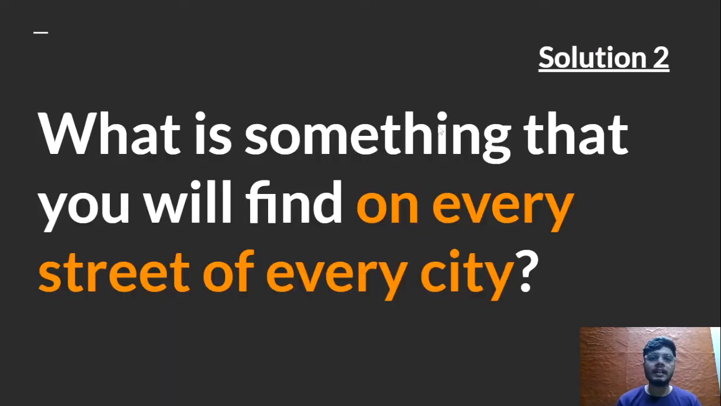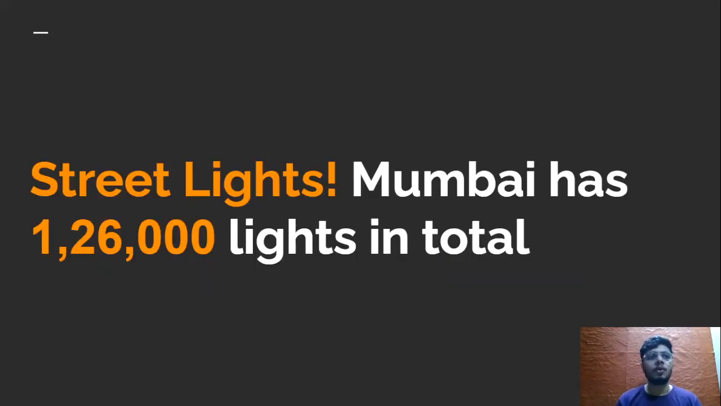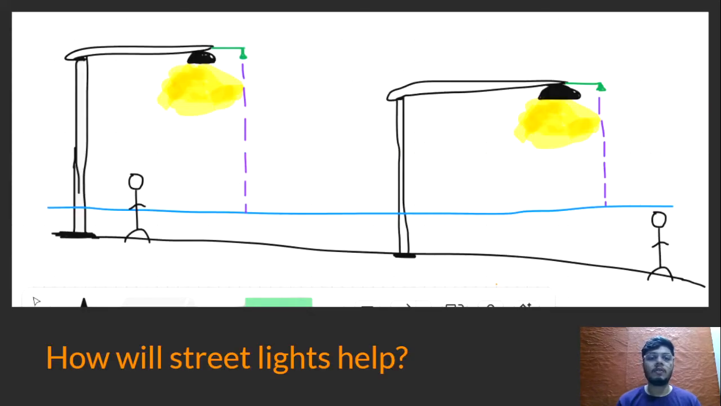Then let's move on to solution 2. So what is something that you find on every street, right? It is street lights. So we can use street lights in a way to help the users navigate. There are 1,26,000 street lights in Mumbai. So what does that mean?